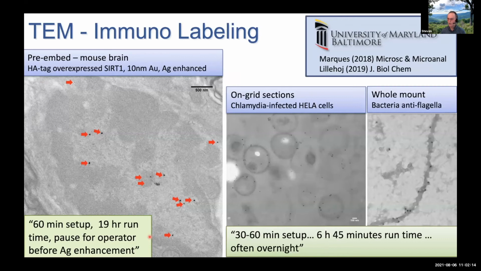On-grid labeling was also demonstrated in the first of these works here. And here we have sections of chlamydia infected HeLa cells that were labeled and a whole mount preparation of a bacteria with an anti-flagellar antibody. And again, this paper described a 30 to 60-minute setup, 6¾ hours runtime, which is often done overnight. I want to point out that they spent a lot of time on setup and then basically walked away.